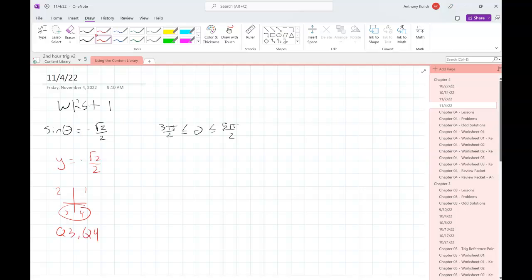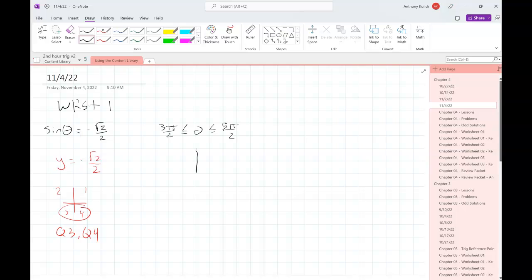You good with that? You just start in the top right and it goes counterclockwise. 1, 2, 3, 4. Same way we draw our angle, right?